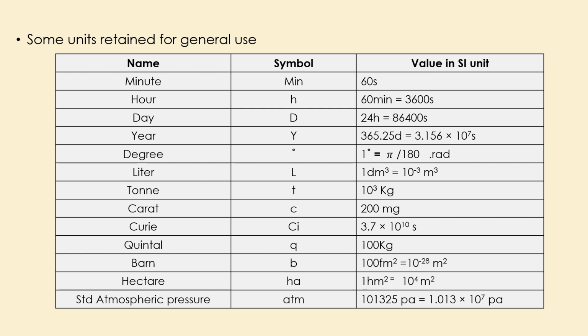Carat, C, is equal to 200 milligrams. Curie, Ci, is equal to 3.7 into 10 to the power 10 seconds. Quintal, Q, is equal to 100 kilograms. Barn, B, is equal to 100 femtometer square, which is equal to 10 to the power minus 28 meter square. Hectare, HA, is equal to 1 square hectometer, that is 1 hm square is equal to 10 to the power 4 meter square. Atmospheric pressure, ATM, is equal to 1.013 times 10 to the power 7 Pascal.